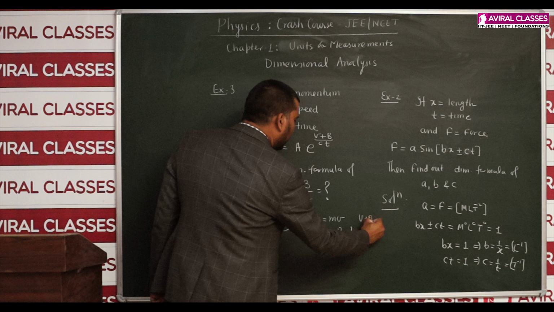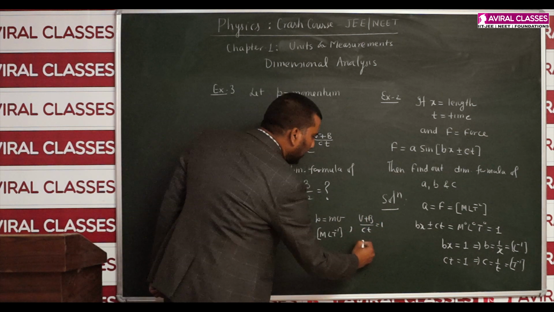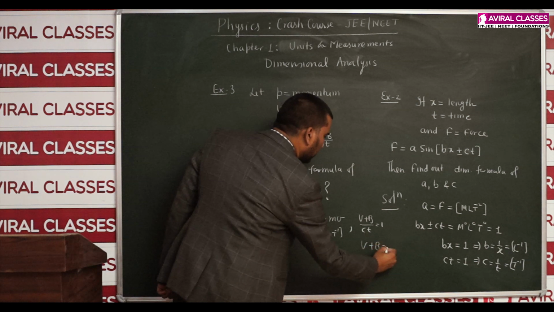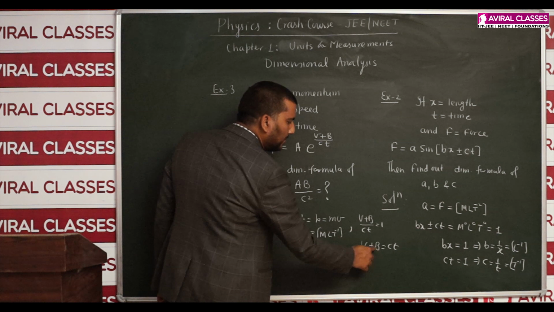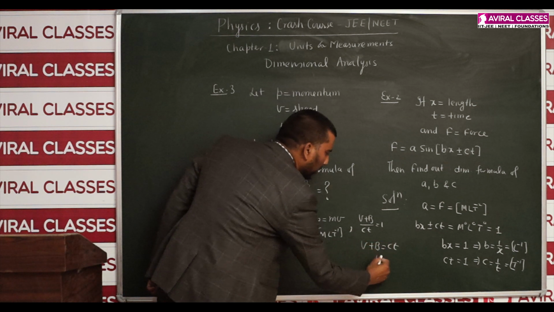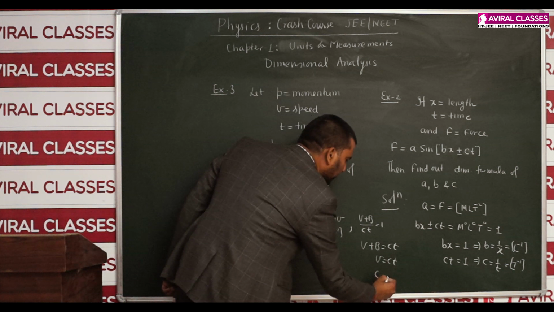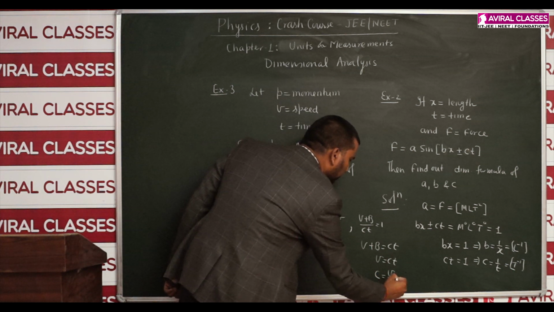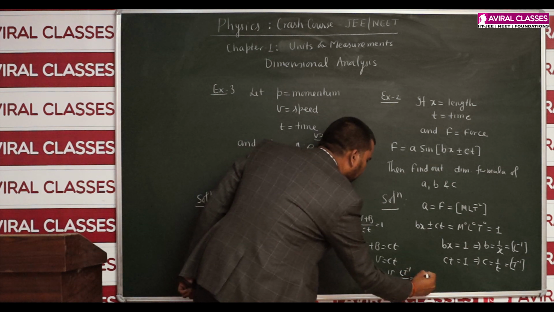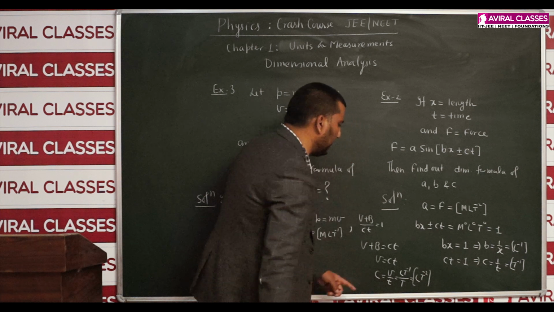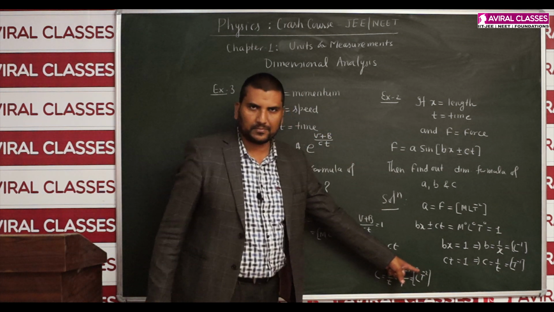V plus V upon Ct must be 1. So I may write V plus V is equal to Ct. Same dimension is added, subtracted and equated. So velocity must be Ct. So from here, C must be velocity upon time. Velocity LT^-1 upon time T, it becomes LT^-2. You can look at here, C has the same dimension as acceleration.